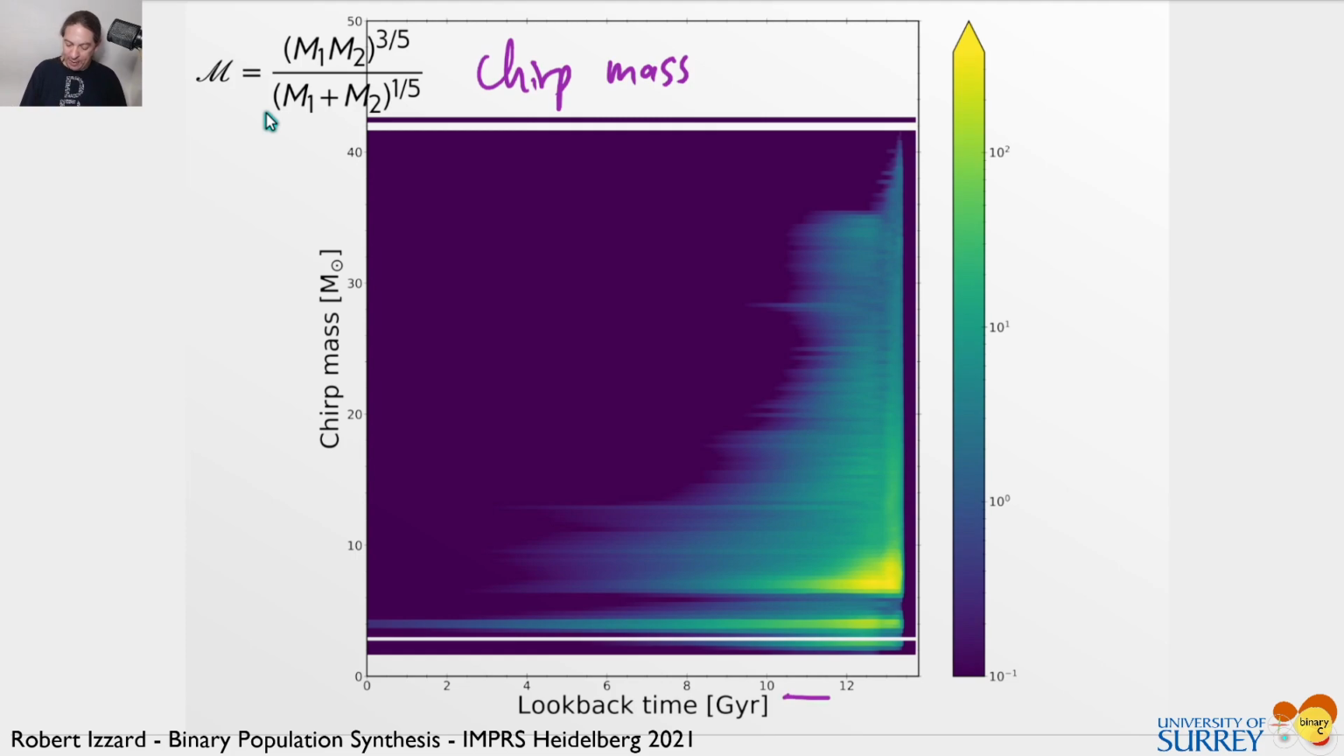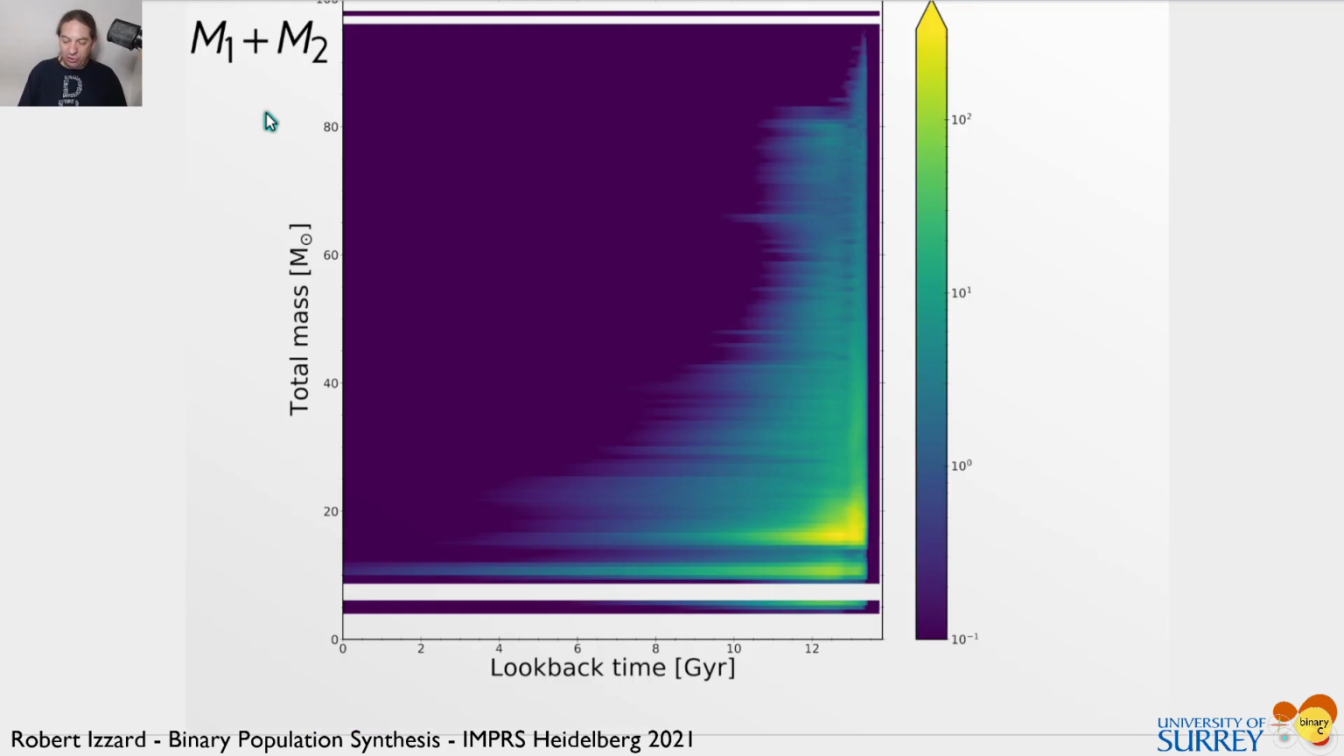So this is a look back time here. This is the Big Bang over here, and this is now here. And this is just the distribution of the chirp masses that you expect from the models. And it's on a log scale. So the brighter colors here, the brighter yellow, is much more likely. You can also predict the total mass. So this is the total mass of the system, M1 plus M2, also as a function of look-back time.